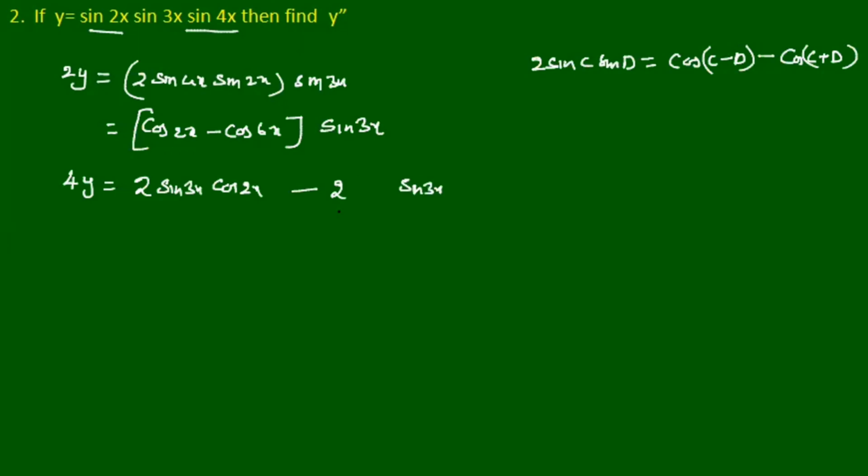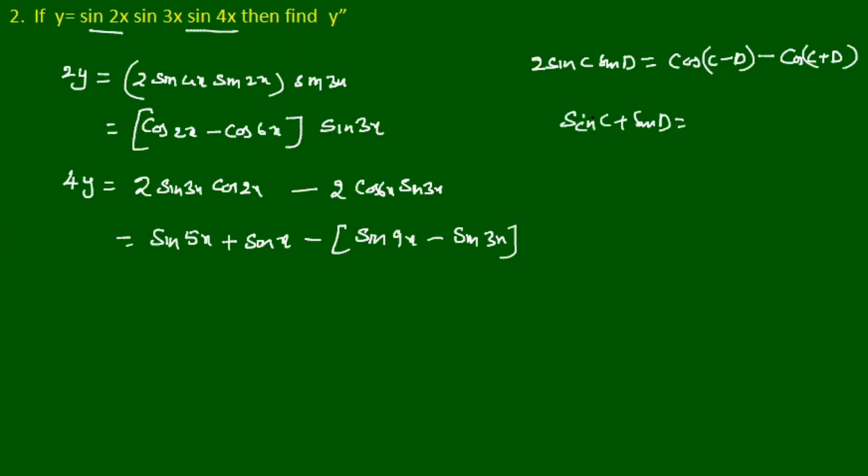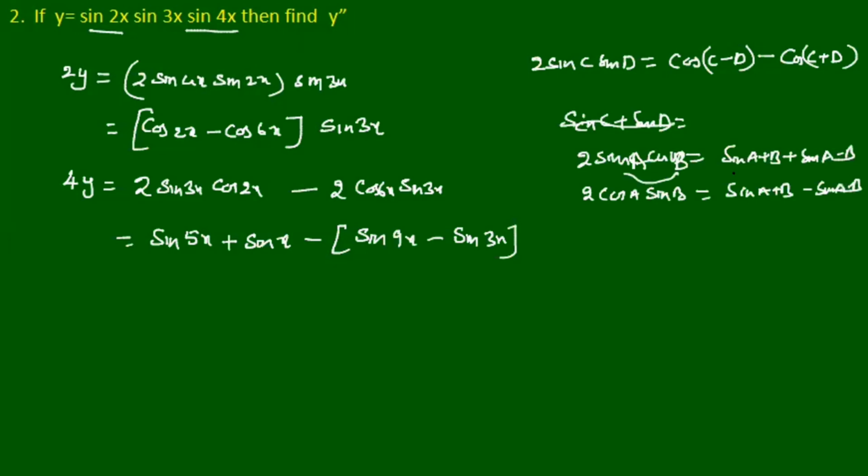into cos 6x. Okay, the 2 sin A cos B formula is sin of A plus B plus sin of A minus B. If it is 2 cos A sin B, then it is sin of A plus B minus sin of A minus B. Sin cos is positive, cos sin is negative. So for 2 sin 3x cos 2x, sin of C plus D is 5x, plus sin of C minus D is sin x, and then minus 2 cos A sin B is sin of A plus B, 9x, minus sin of A minus B, 3x.